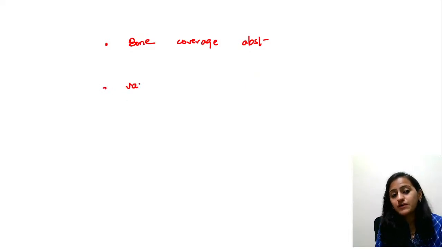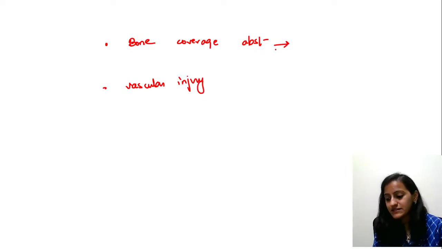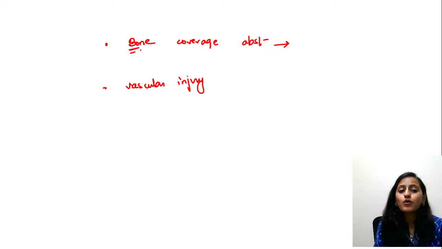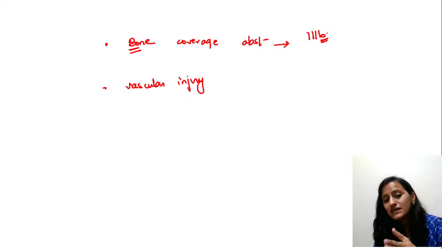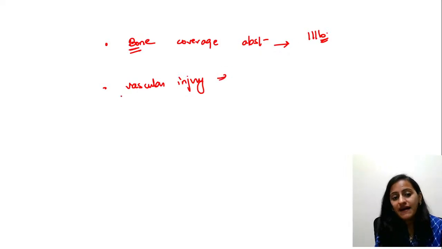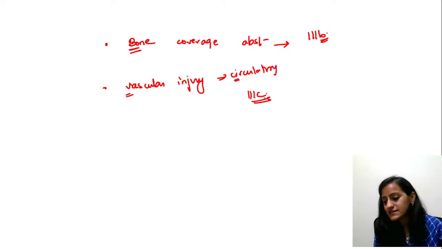And which one has a vascular injury? What is the trick to remember that? Remember that the bone coverage is absent, it is your type 3B. Remember the type 3 fracture is basically your comminuted fracture, so it is B where the bone is absent. Vascular injury basically means circulatory injury, so remember it is C, your 3C, where the circulation is gone.